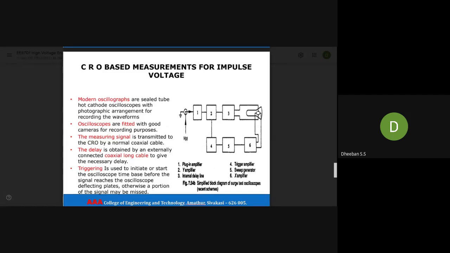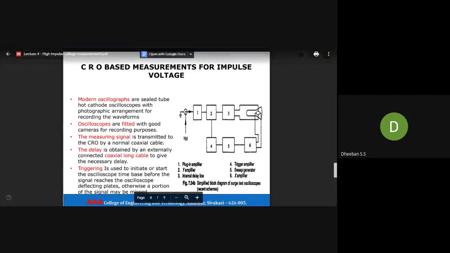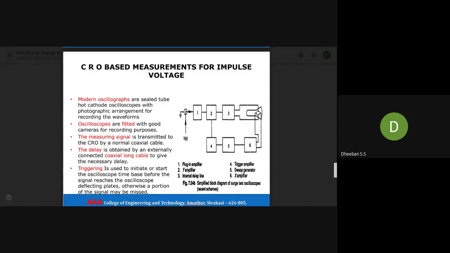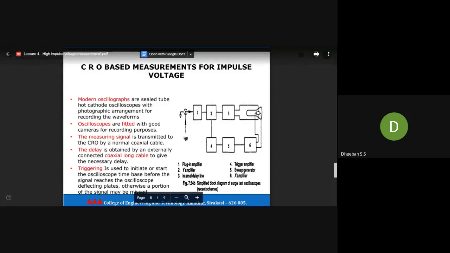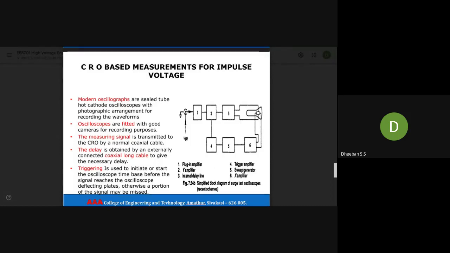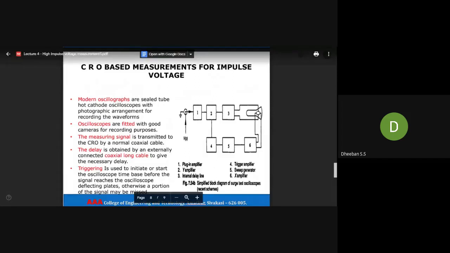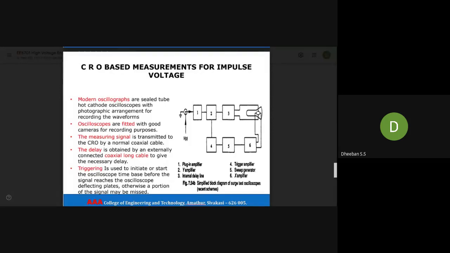So what they'll be doing is that the first one is your plug-in amplifier. Second one is your Y amplifier. So as I have said, it will consist of two sets of electrodes. One is your Y amplifier, and the sixth one corresponds to your X amplifier. So one will be a vertical plate, and another one will be a horizontal plate. So the third will be an inter-relay line. This inter-relay line is the thing which matches the signal from your Y amplifier and your X amplifier. Okay. So the fourth one is your trigger amplifier.